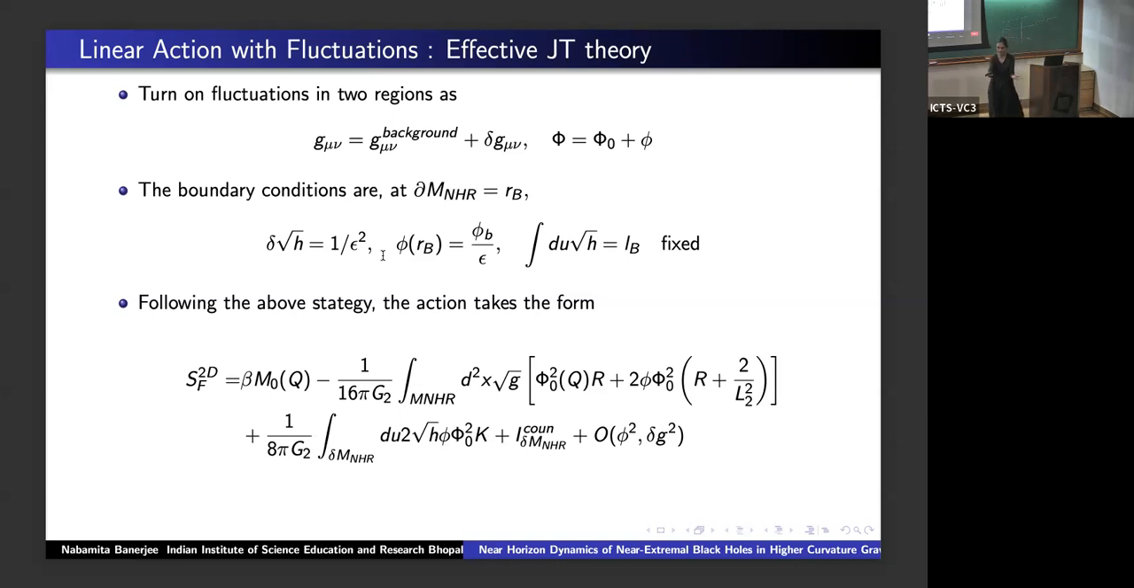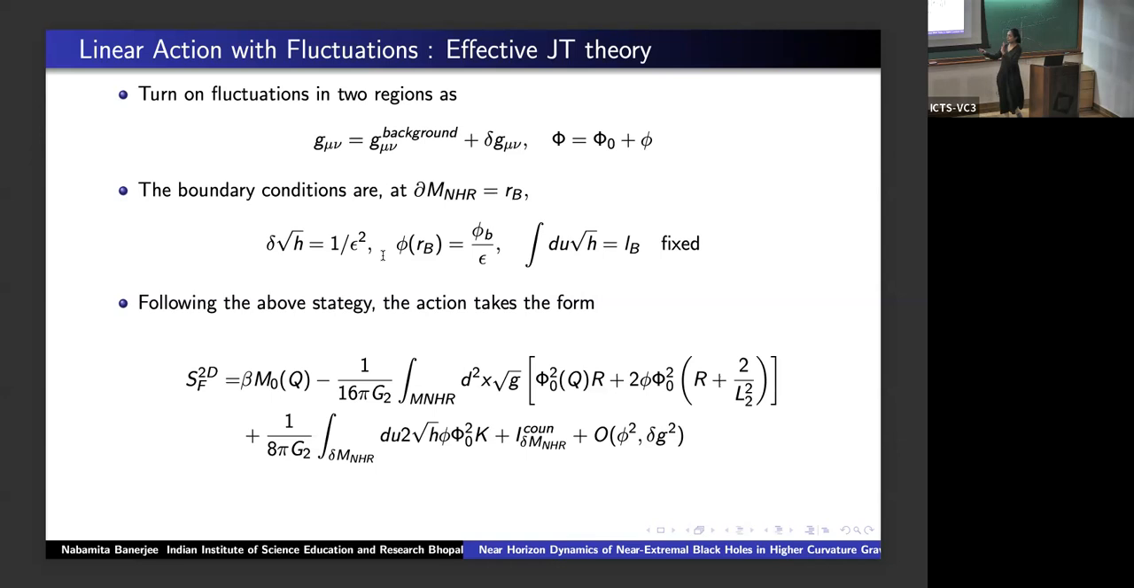I don't expect a linear term. Exactly. All I am doing is considering fluctuations around my background. So the linear term should not be there, and it is not there. That's not at all a non-trivial statement, but yes.